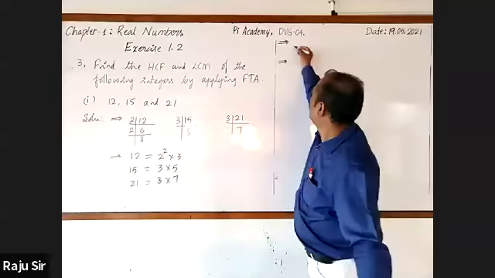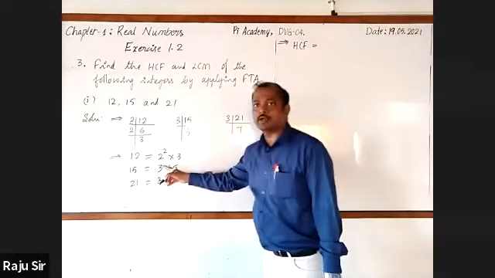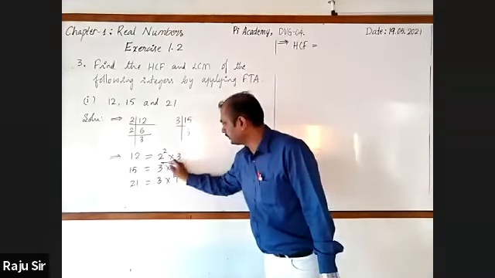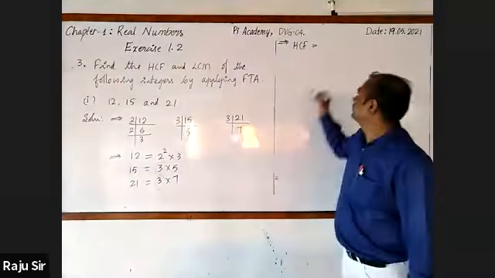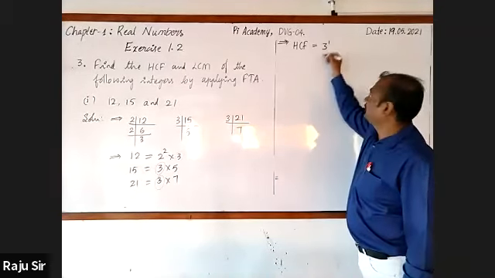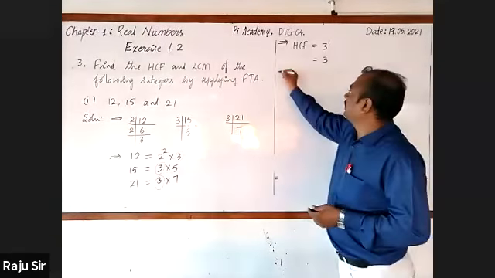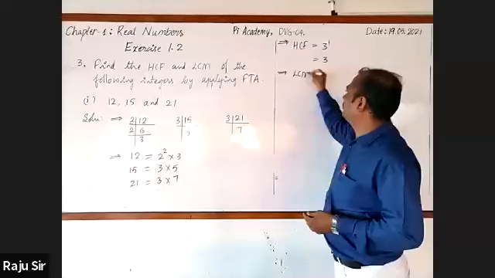Yes. Let's find out HCF. For HCF, you should take only the common factor. The common factor is 3. Only 3 is there. Its least power is 1. Hence, HCF is 3.